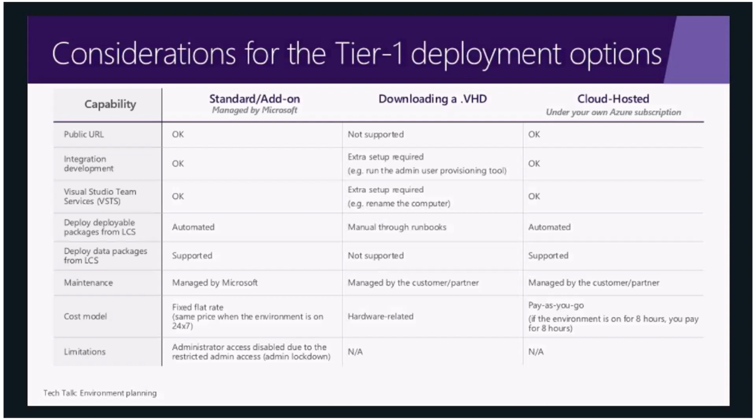The other is the cost model. So when you're using an add-on tier 1 environment, it's a fixed flat rate. It's the same price whether I turn on the machine 2 hours or 24. For cloud hosted, it's pay as you go. If it's turned on just 8 hours, you pay 8 hours.